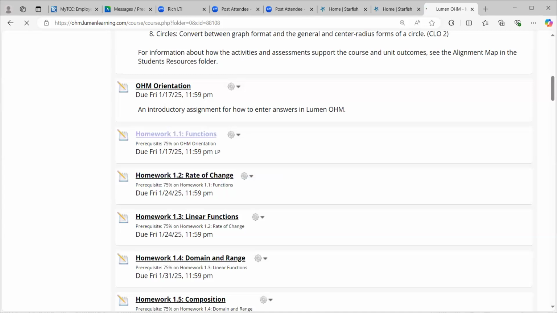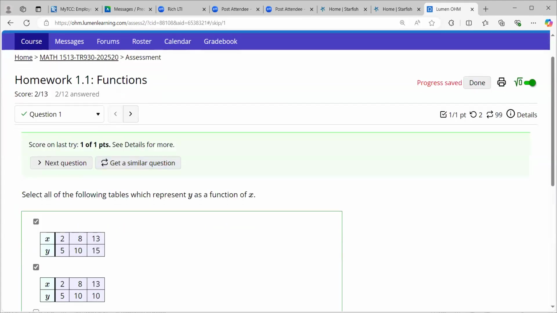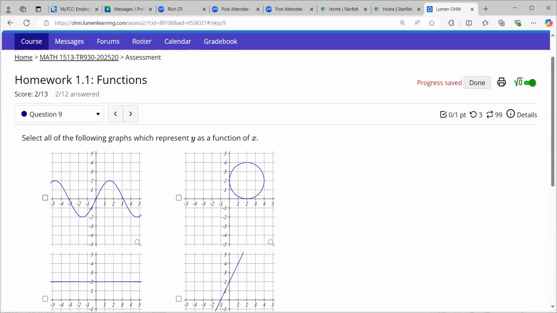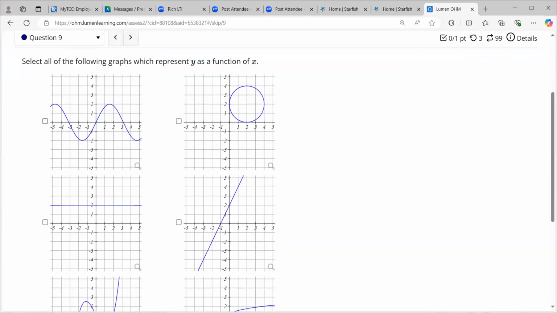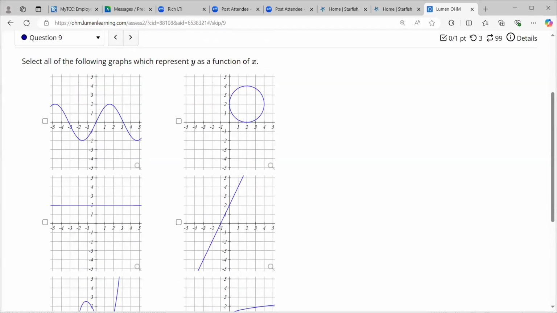So I'm going to go to section 1.1, number 9, right? Okay, let's see. What does number 9 say? Question number 9 is to select all the following graphs which represent y as a function of x. In other words, we are given 6 graphs. Those graphs are relations, and we are going to use the vertical line test to determine which of them are also functions. Let's look at the first one.